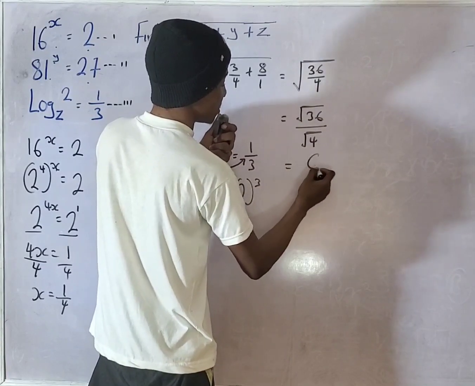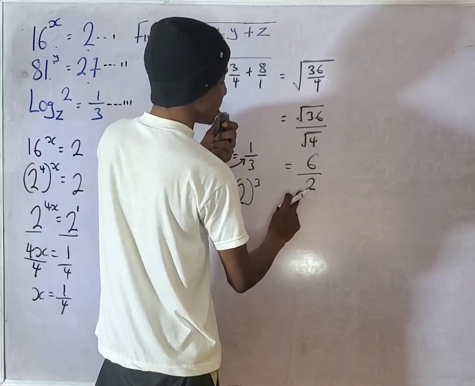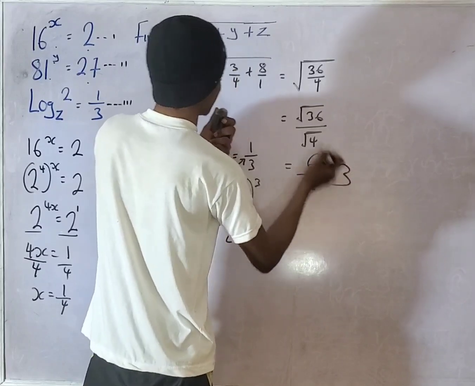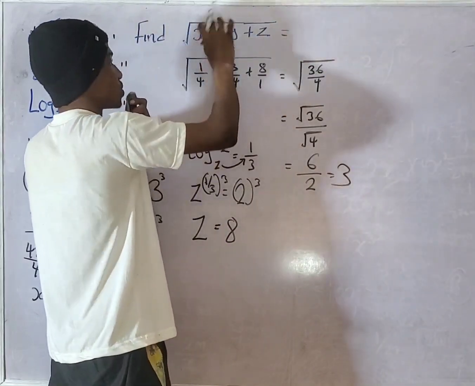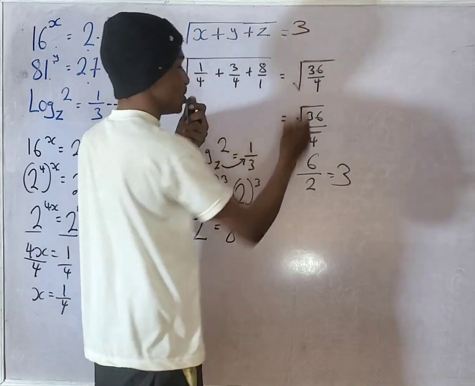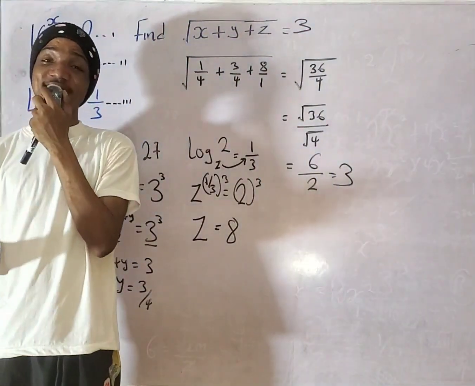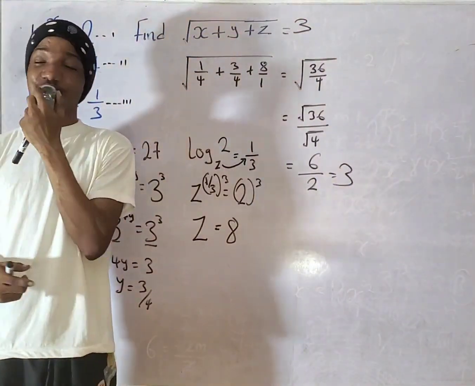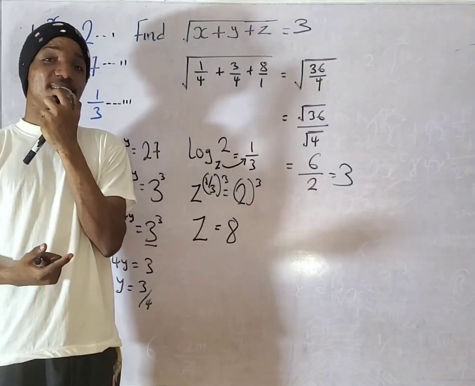The square root of 36 is 6. The square root of 4 is 2. 6 divided by 2 is what? 3. So the result is 3. So the square root of x plus y plus z is 3. Do you understand? So that is the solution to this interesting question that we have on the board.